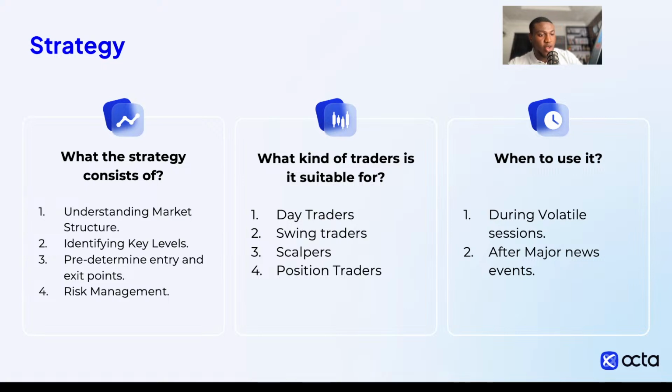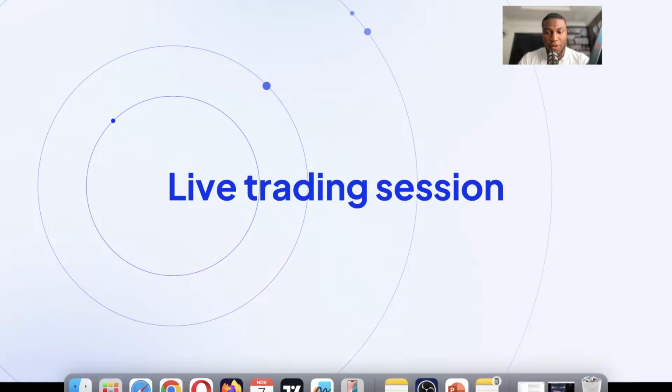Why? Because usually after major news events, there's volatility, and you get to see if the market is going to continue its original trend or if you're going to get a reversal to the downside. So these are some of the importance of the strategy, the kind of traders it's for, and when you should use it. So let me know if you guys understand in the chat.